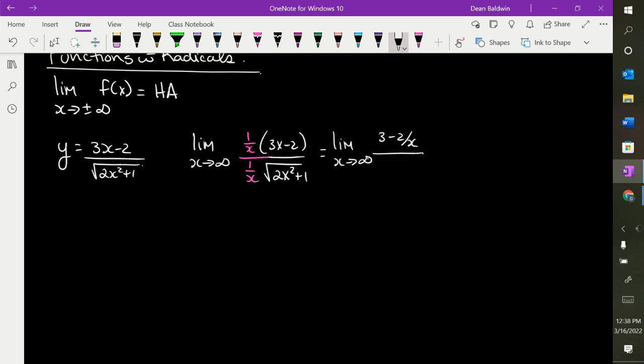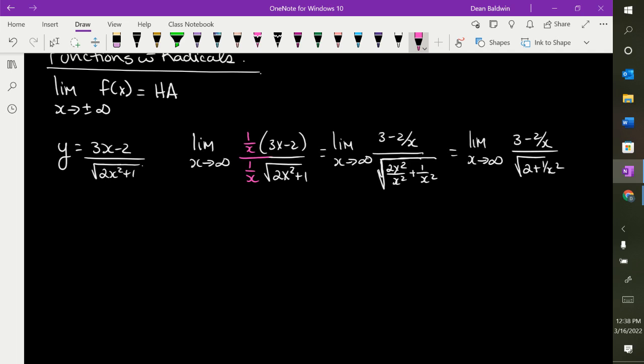So what you're doing is, I'm going to write it out. Extend that square root, because you need to put this 1 over x into the square root. So it's going to be root of 2 plus 1 over x squared. X is going to infinity.